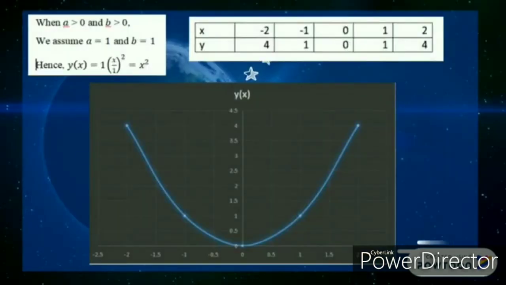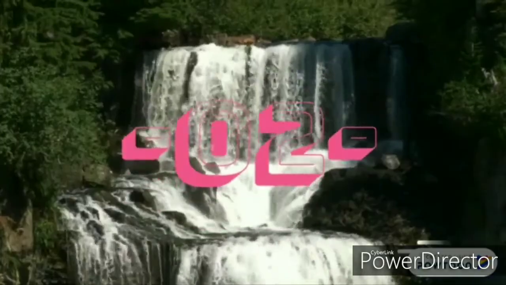And to plot the graph, we know that a is greater than 0 and b is greater than 0. We can assume that a is 1 and b is 1. Then we substitute the value of a and b into the equation y(x) equal to bx squared over a squared. Then we will get y(x) equal to x squared. Then we need to construct a table for the x and y axis. Then this is the table. Next, plot the graph by using the table.